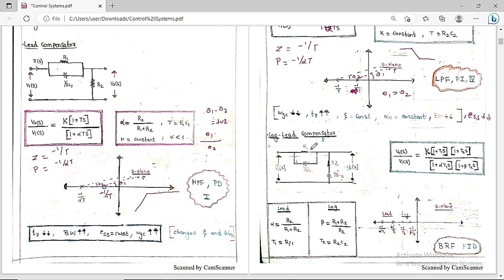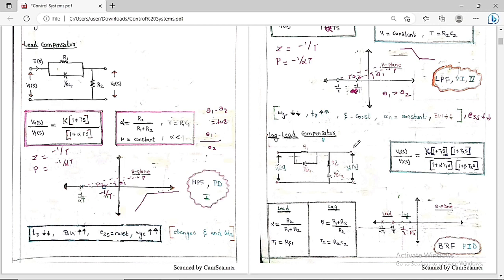So now we are going to study the lag lead compensator. This is the circuit, the lag lead compensator. To see clearly, this is basically the lead compensator and this is the lag compensator. We are just going to combine these two circuits, the lead compensator and the lag compensator. We are going to club them.